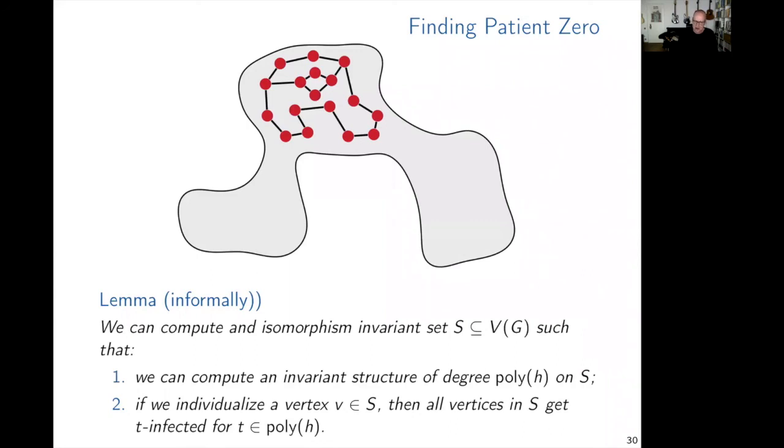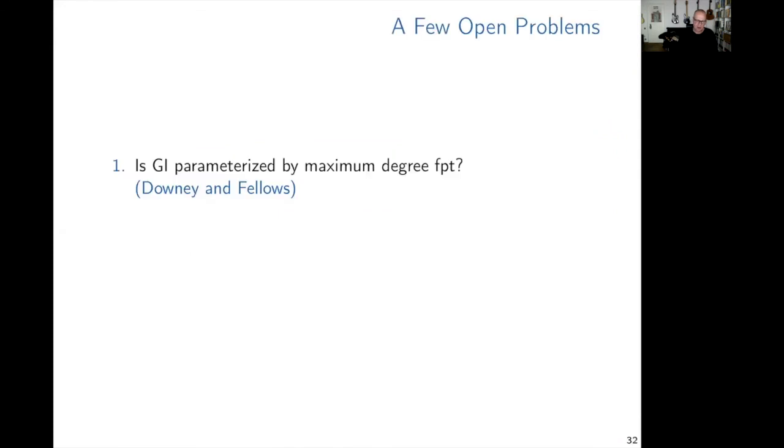Okay, and that's how we prove this, and that's pretty much all I want to say. I thought I'd close with a few open problems. The first one is very well known: is GI parameterized by maximum degree in FPT? We have this polylog parameterized algorithm, but we don't have an FPT algorithm, which is annoying. I've thought about this for a while, but I have no idea. The second is: is GI parameterized by Hadwiger number FPT?